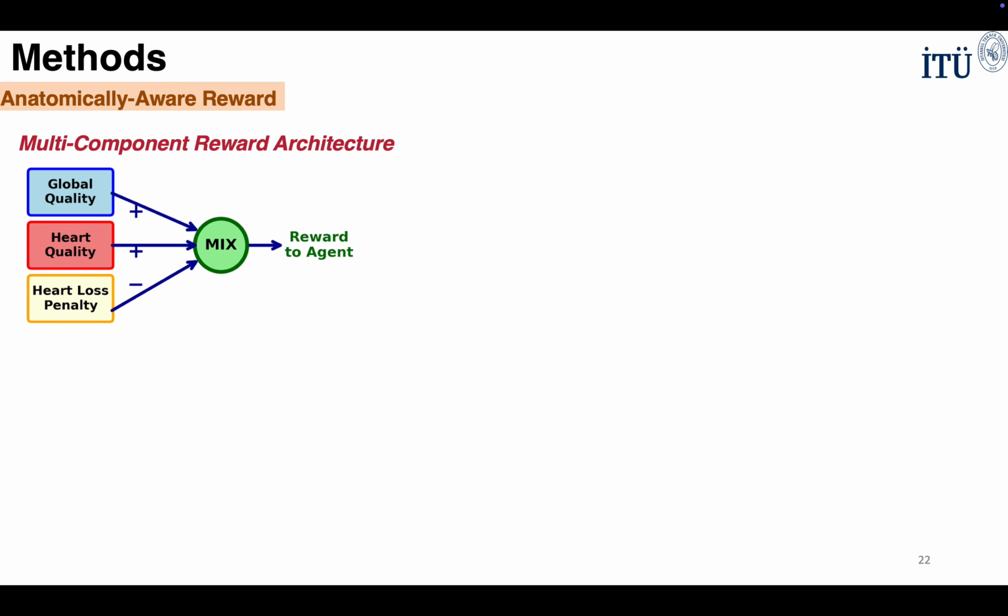Our multi-component reward architecture combines three essential elements: global quality metrics that assess overall image reconstruction, heart quality metrics that focus specifically on cardiac regions, and a heart loss penalty that penalizes poor cardiac region reconstruction. The mathematical formulation is R_t, where we balance global and heart-specific structural similarity indices with cardiac region loss gradients.